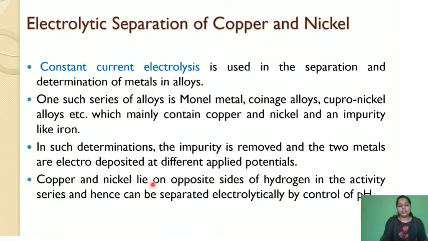Copper and nickel lie on opposite sides of hydrogen in the activity series. If we see the activity series, hydrogen is in the middle. That means there is a large difference between their decomposition potentials, and hence copper and nickel can be separated electrolytically by control of pH.